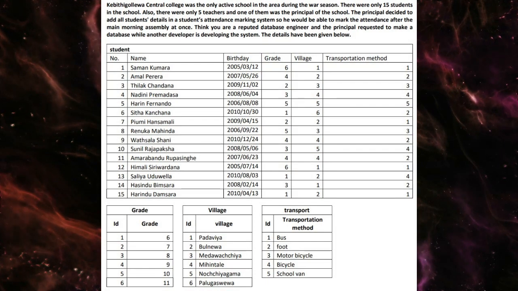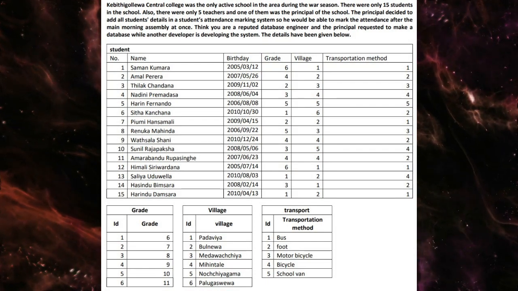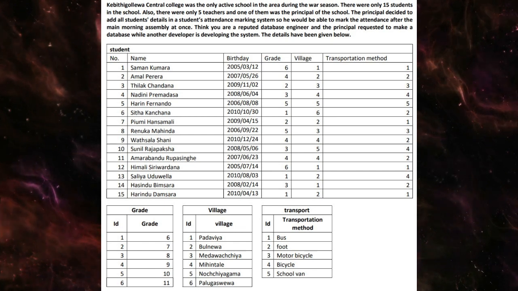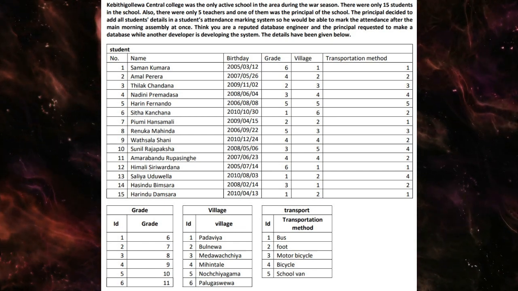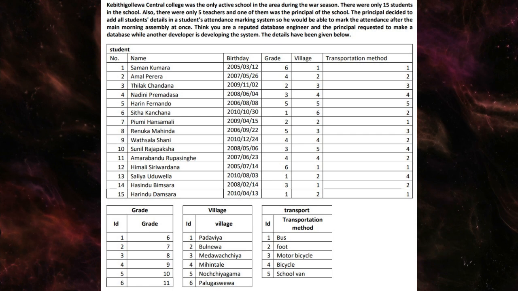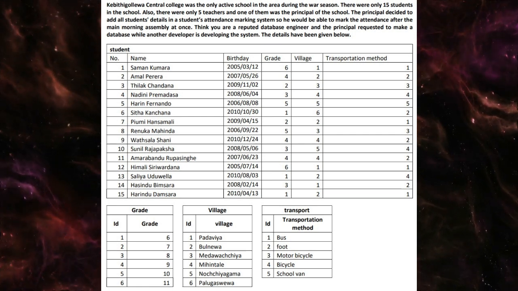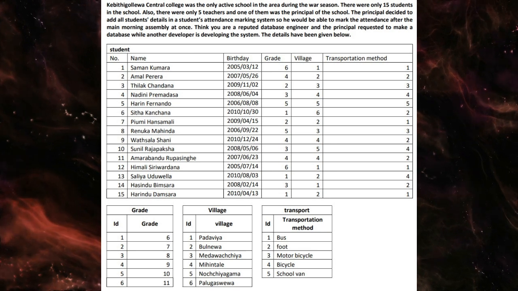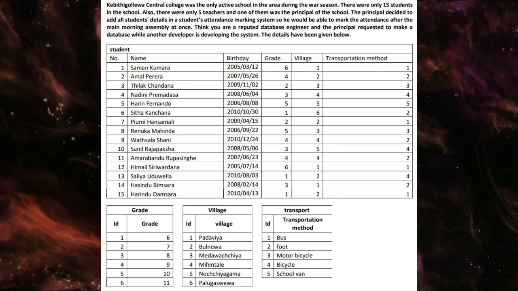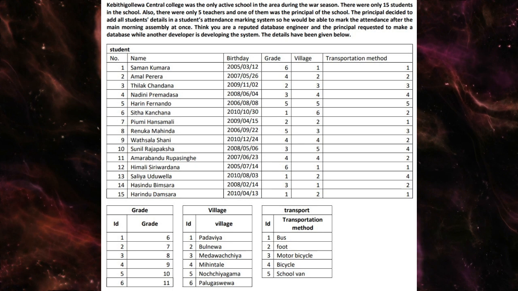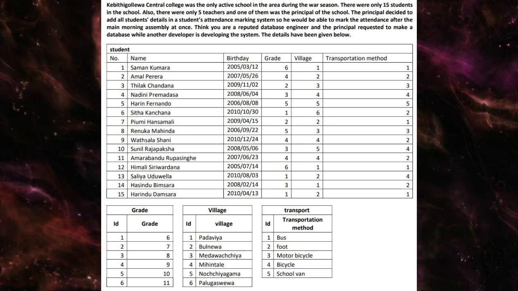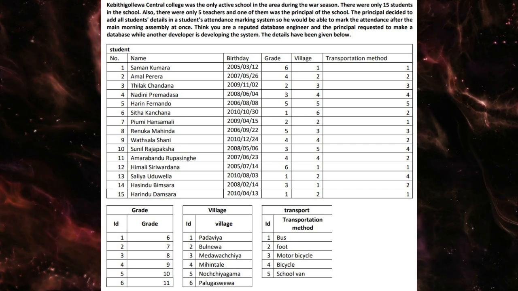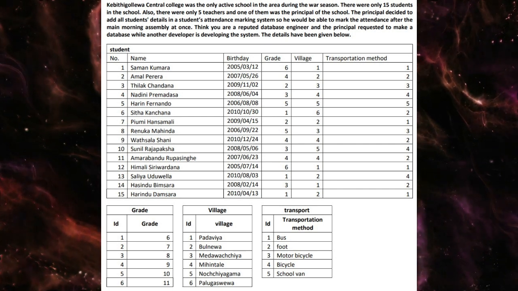Graphically Central College was the only active school in the area during the war season. There were only 15 students in the school. Also, there were only 5 teachers and one of them was the principal of the school. The principal decided to add all students' details in his student attendance marking system, so he would be able to mark the attendance after the main morning assembly at once.